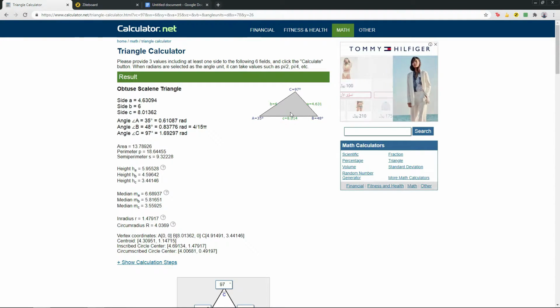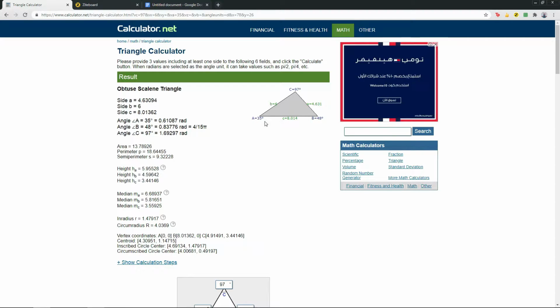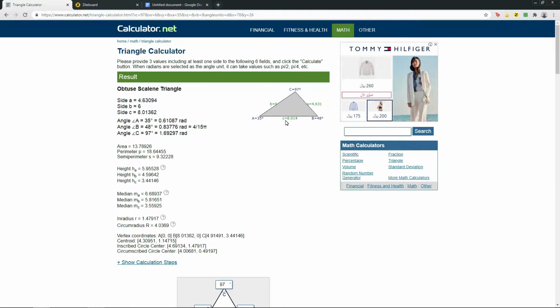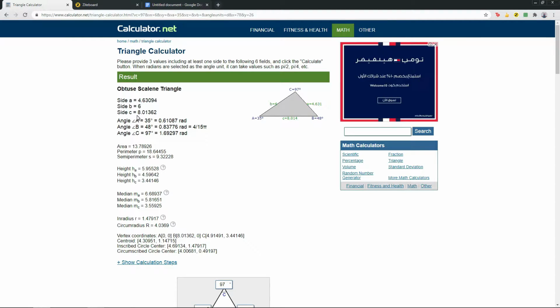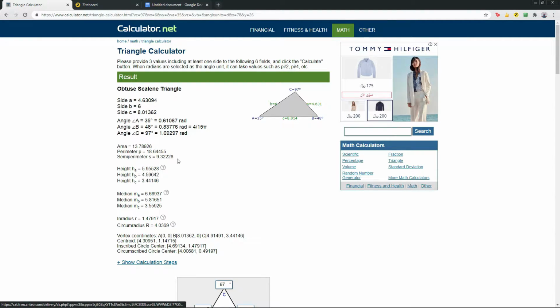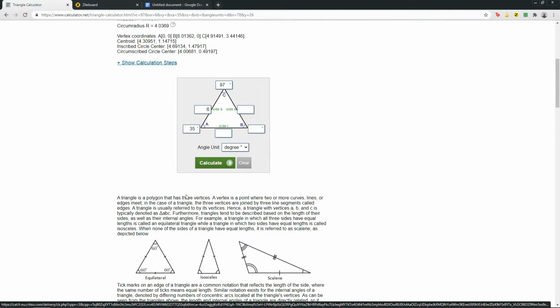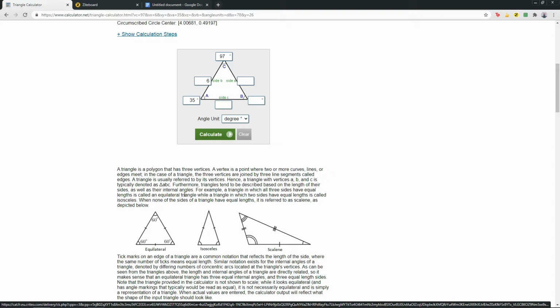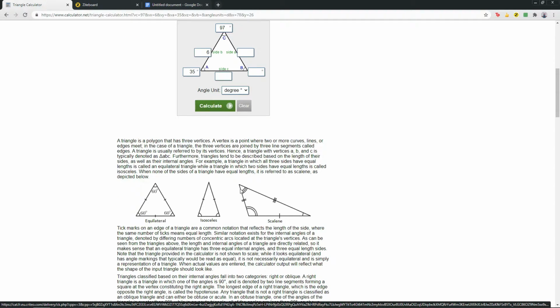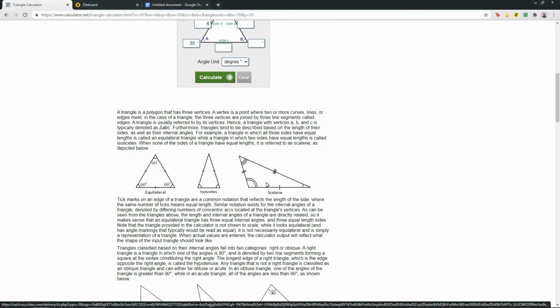So here, angle B is 48 degrees and side C is 8 units and side A is 5 units. So over here, the calculation steps or solution are shown where we can find the formulas that were used to get the values.